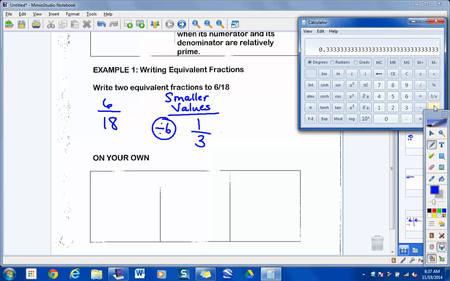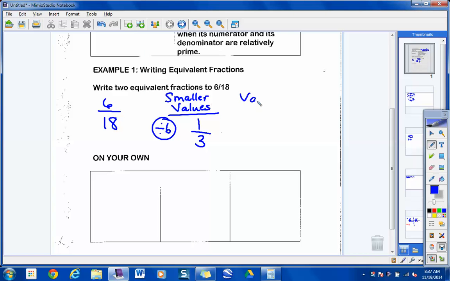Let's try maybe a bigger value. Values that are bigger. Okay, so what I'm saying is I want a numerator larger than 6 and a denominator larger than 18. Jenny, got an idea? Oh, I had a question. Do we need to write this stuff down, the words? I would. Okay, thank you.